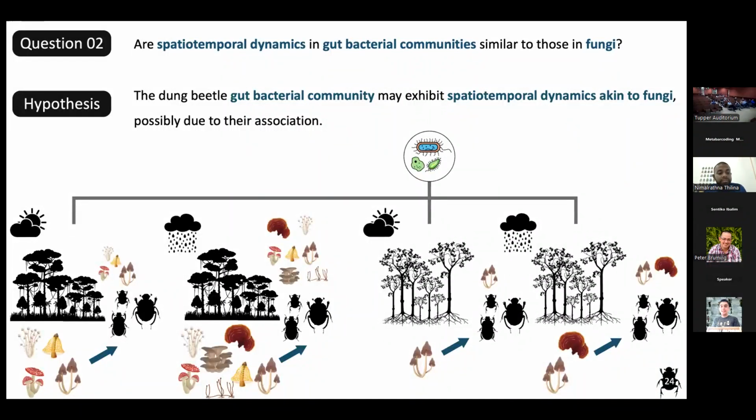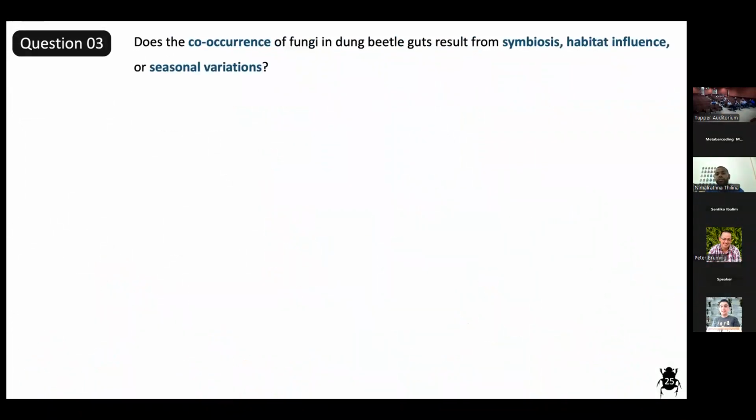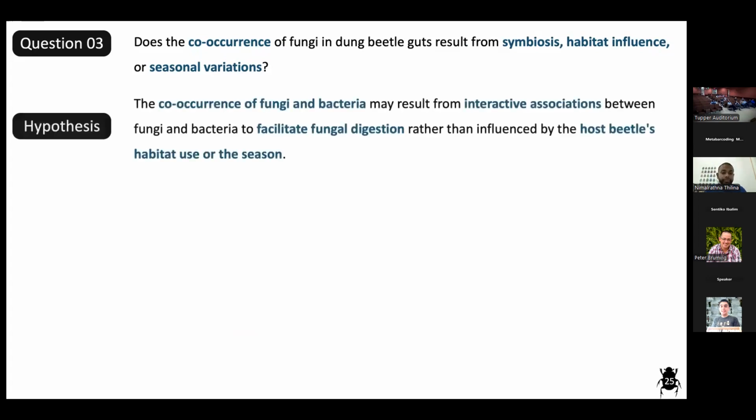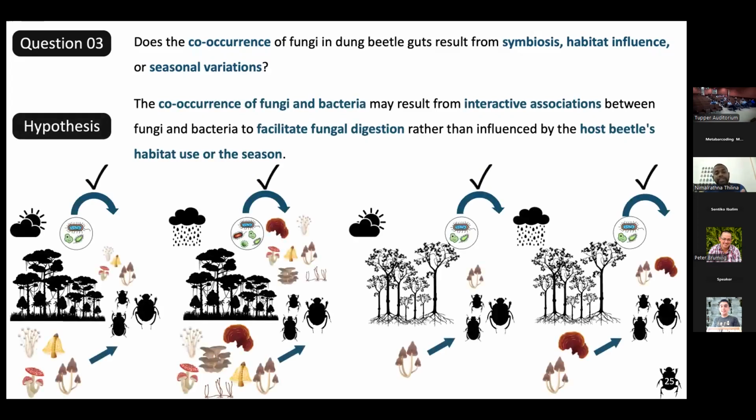There we assume the dung beetles feeding on similar types of fungal community may have similar types of bacteria, whereas when they shift into different types of fungal community, they show different types of bacteria. And the third, we ask the question, if the dung beetle can change their bacteria and fungi accordingly, which factors are driving this association? So there we assume the bacteria and fungi symbiosis is the main factor driving this co-occurrence rather than the seasonal or the climatic factors.